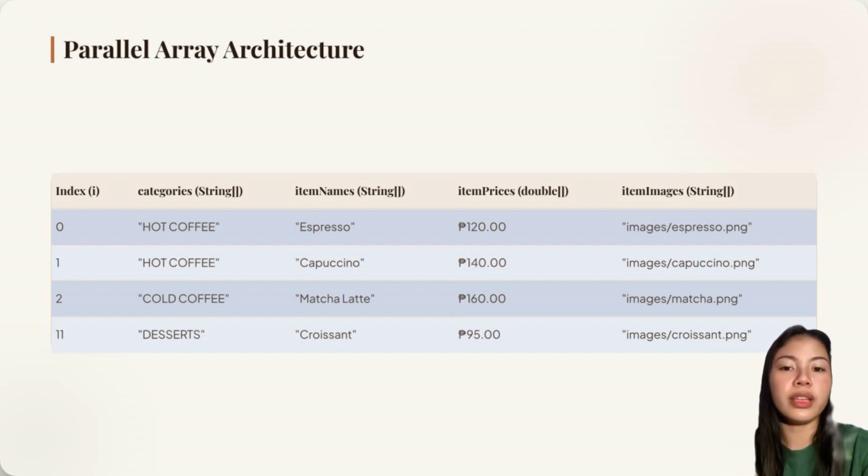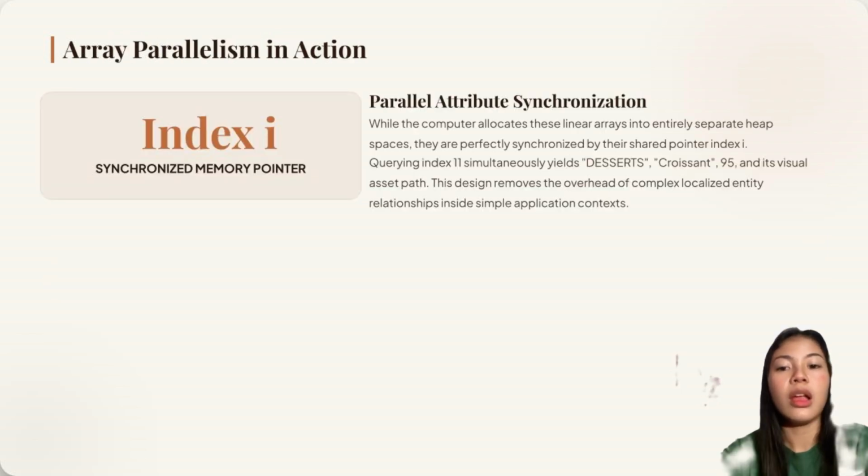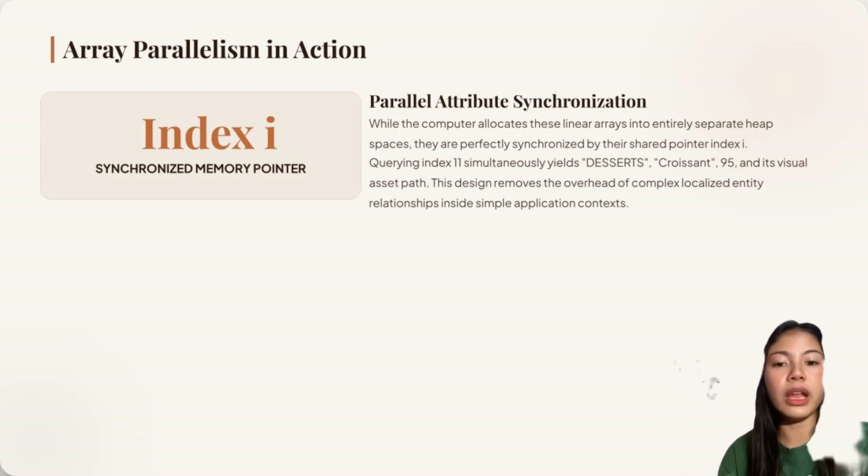If we jump over to index number 11, categories[11] gives us Desserts. itemNames[11] gives us Croissant. itemPrices[11] gives us the exact amount, 95. itemImage[11] gives us the PNG image. By structural design, if we add, remove, or modify an item, we must update all 4 arrays at the exact same index position. This parallel configuration allows us to easily maintain, read, and manipulate multiple attributes of object data using simple primitive array structures.